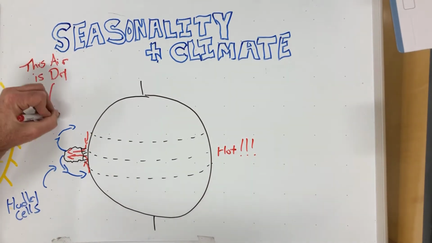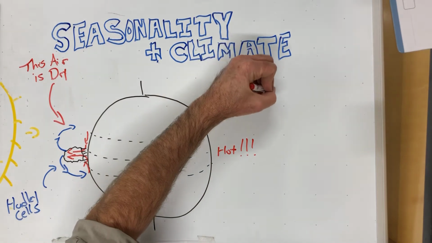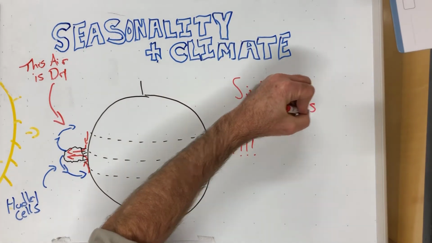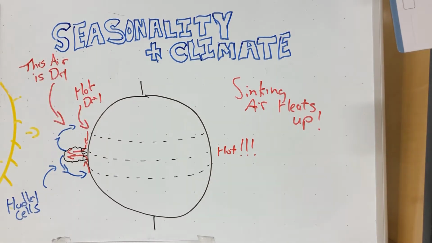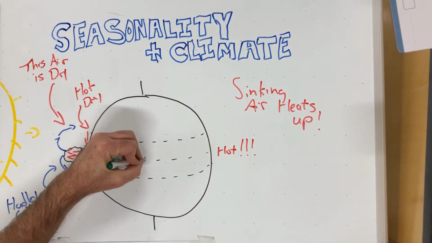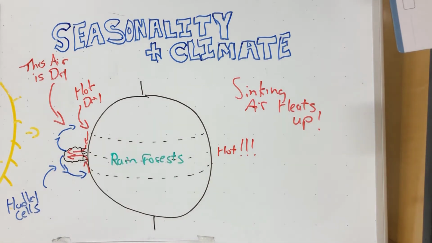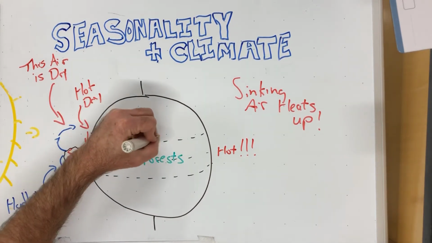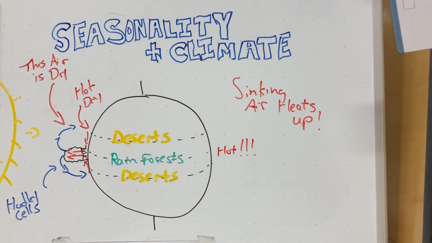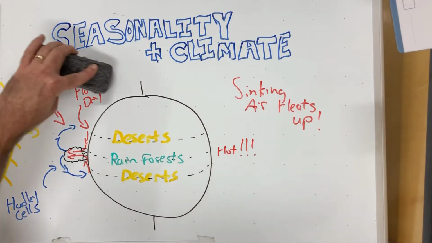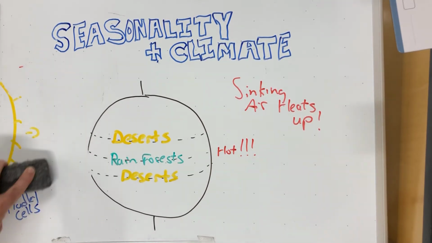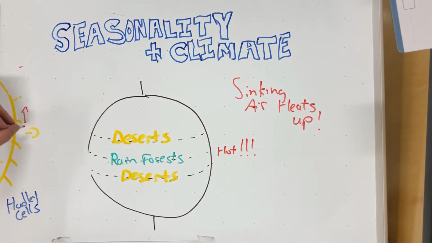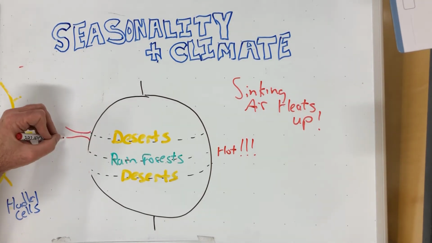Now, if we move further on, we'll see that the air that's falling back down is dry. Why is it dry? Because it lost all its rain as it was on the way up. So the air that's falling down is hot and dry because sinking air warms up. So what does this give us? This gives us near the equator rainforests. And about 15 to 30 degrees out from the equator, we start to get deserts. We get deserts where the hot, dry air sinks, and we get rainforests where the air rises up and rains.